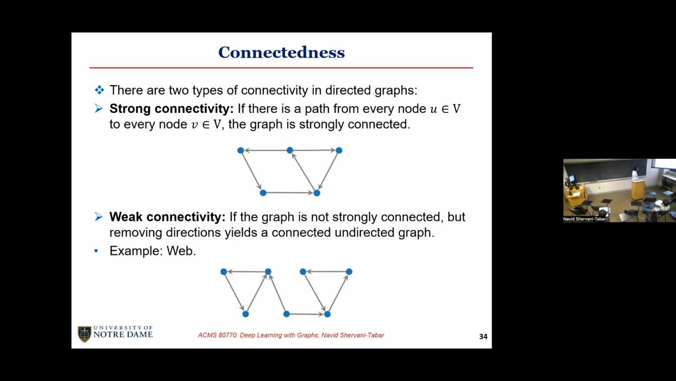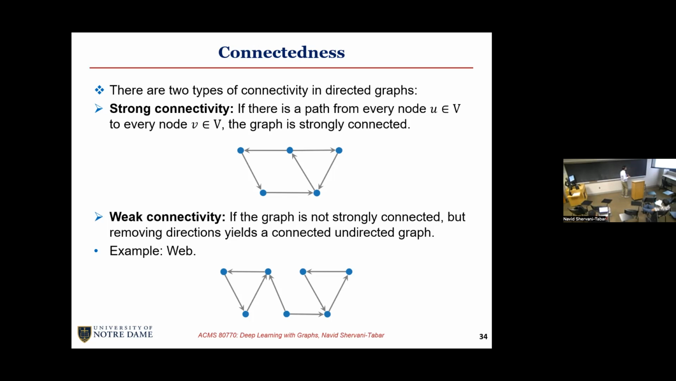We start from this node and we want to get here, right? So we can take this path to come here. And I can go the other way around. I can start from this node, go this way and get to this node. And you can repeat that for every node in this graph. And you call that a strongly connected directed graph.